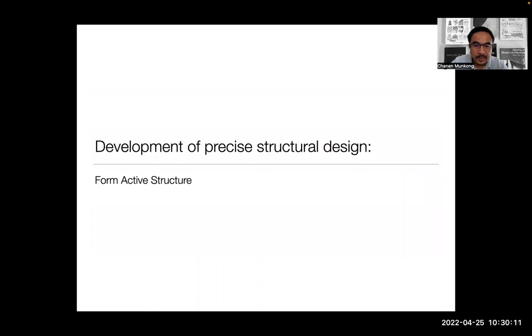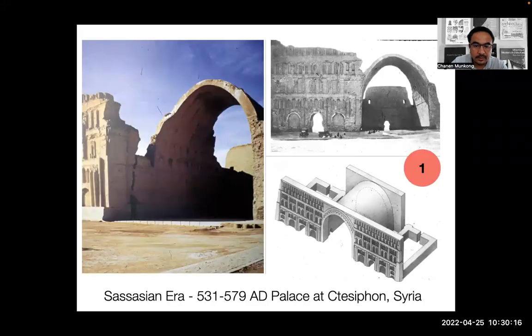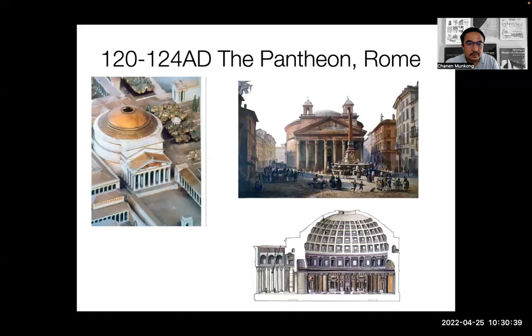Then we began to see the precise structural design. You see how thin that arch takes shape, with brick. So the grand design of this hall, right, is made possible by the understanding of the technology of the arch and the materials, right? And then this outstanding, one of the most iconic buildings, the Pantheon, the dome.